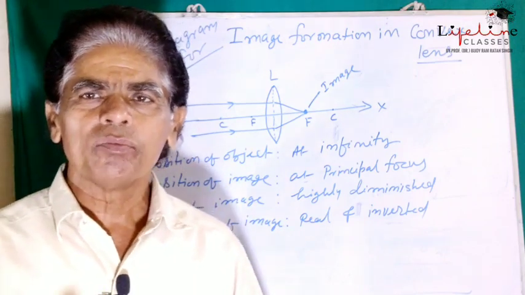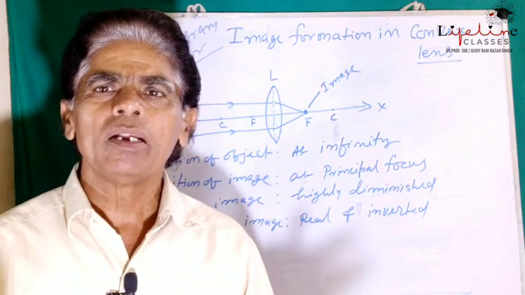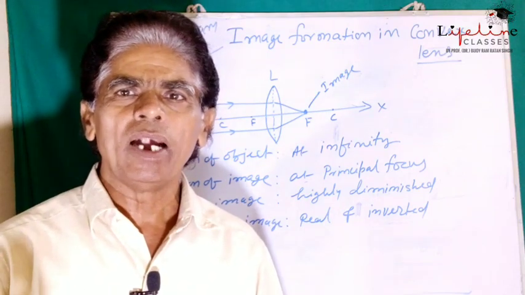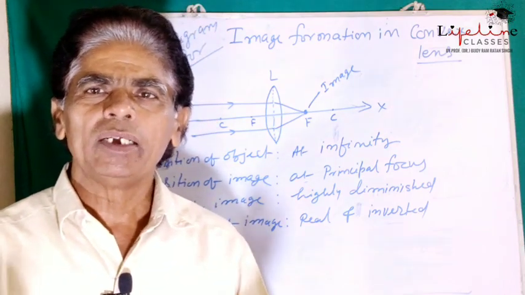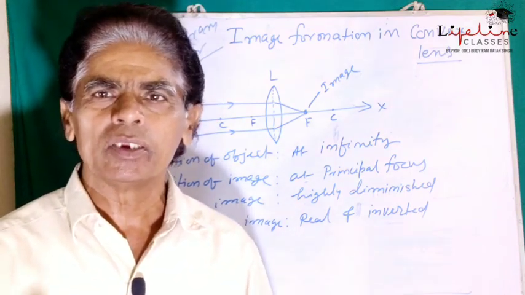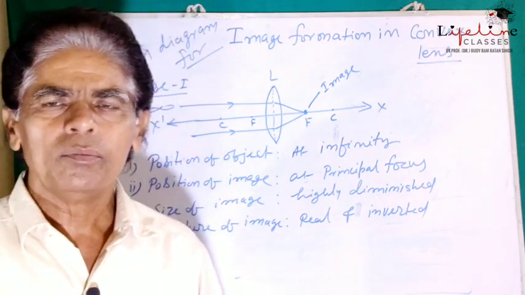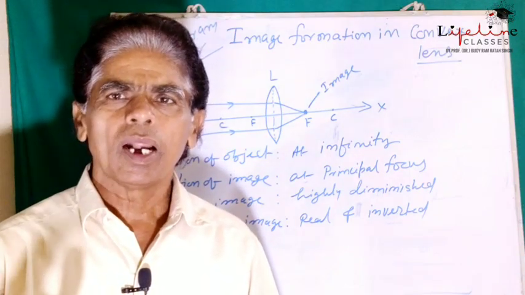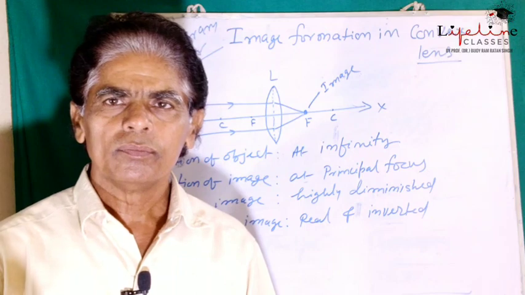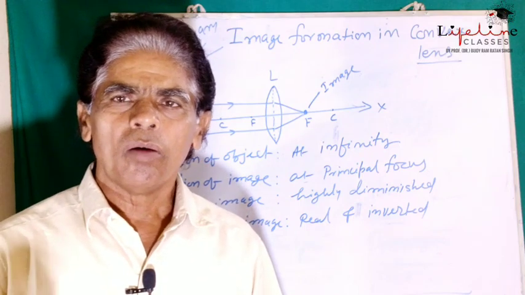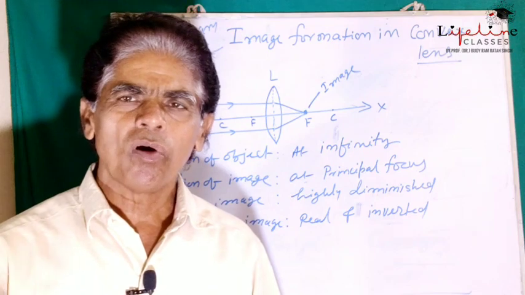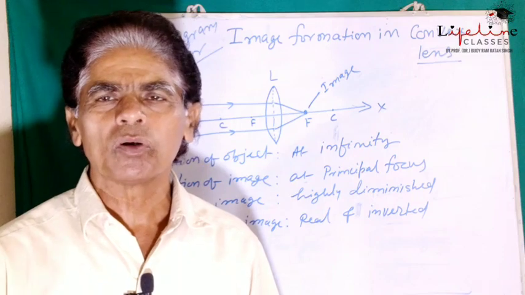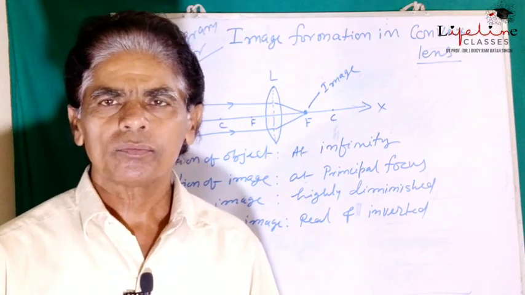In the case of concave mirror, we have seen there are 6 well-defined positions of the object, and according to these well-defined positions, different images are formed at different places. In the same way, in convex lens, there are 6 well-defined positions at which objects can be placed, and for each specific position we get a specific form of image.